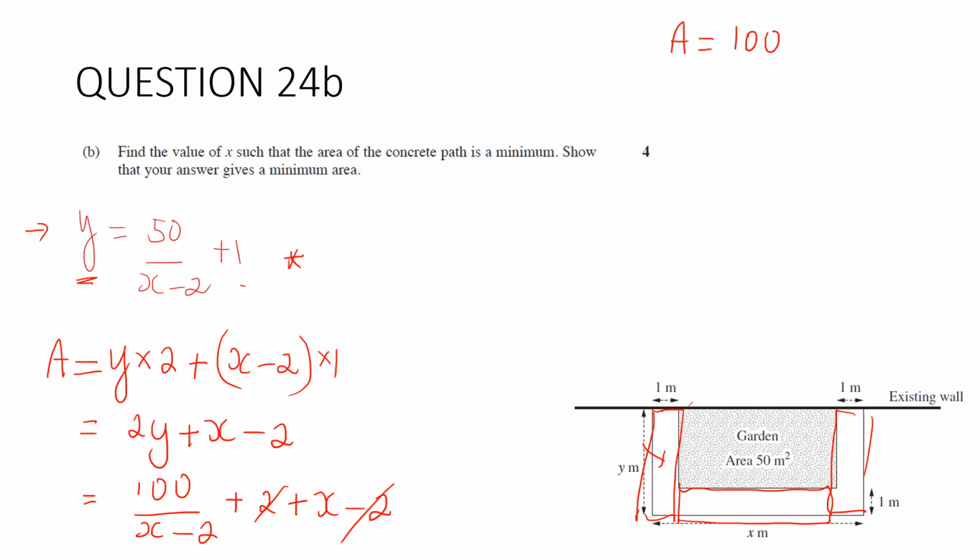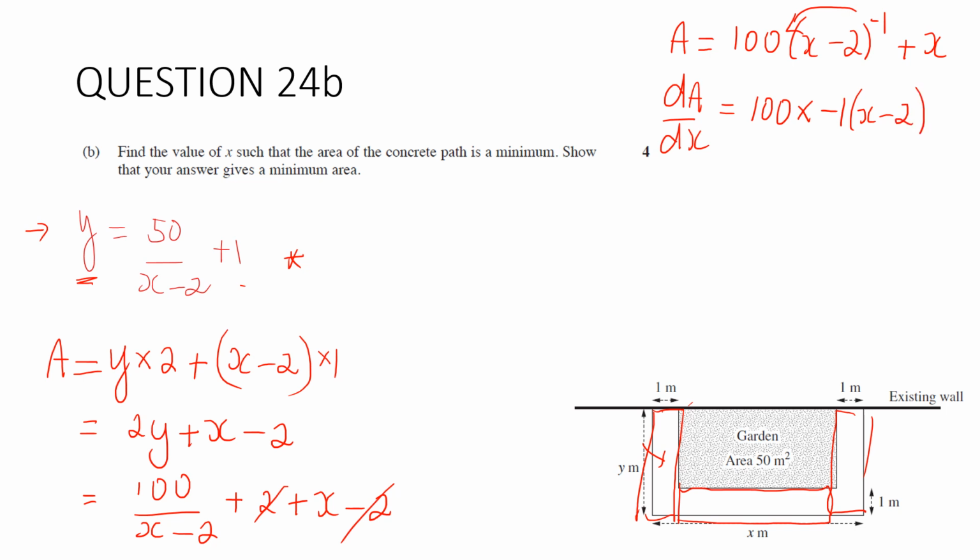So we have A is equal to 100 over x minus 2, plus x. Now we want dA/dx. We have a chain rule here, so it's 100 multiplied by -1, our power comes down, x minus 2 to the power of -2, times by the derivative of the inside function, which is 1. And the derivative of x is 1.